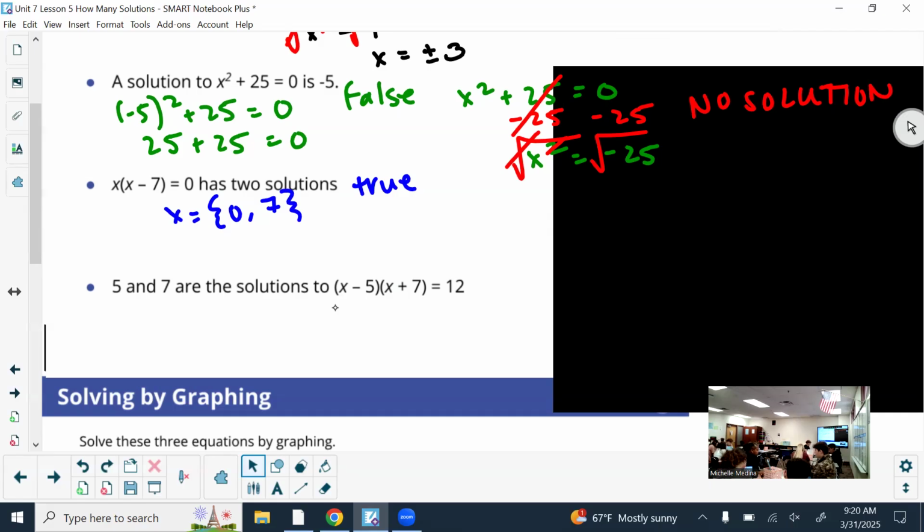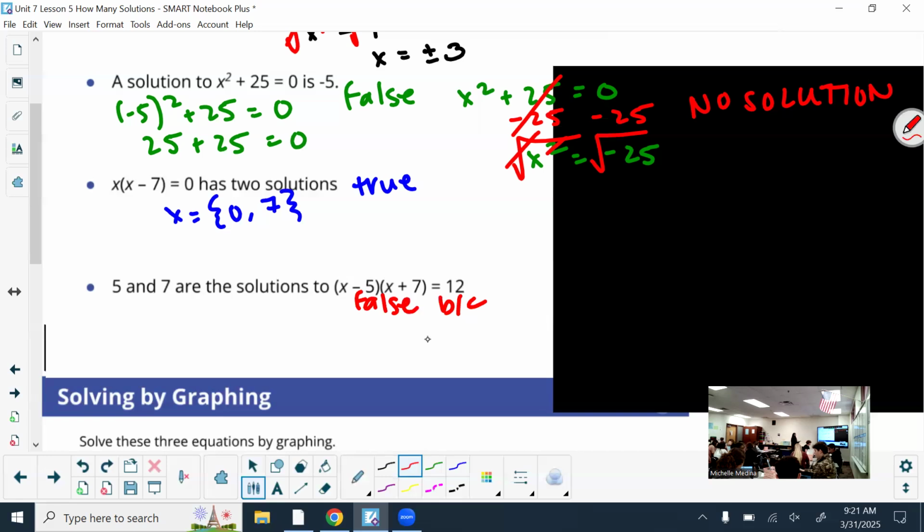Okay, Wade, what do you think? And why do you think it's false? Okay, so false, and he says because it should be positive 5 and negative 7. So first, let's just evaluate this.